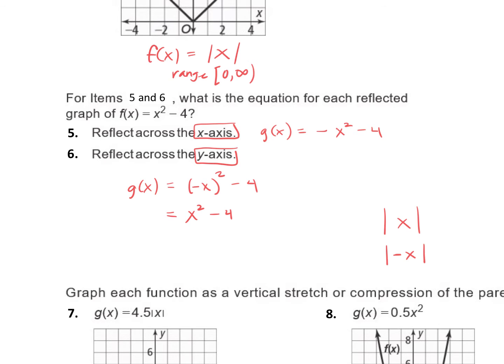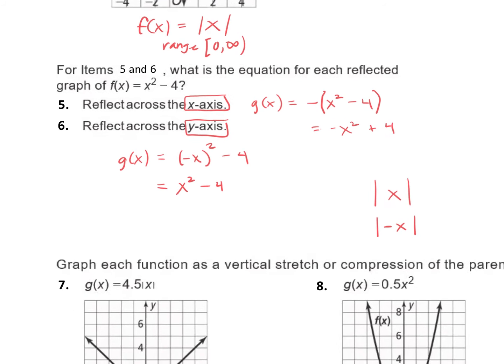Okay, I do need to clarify one thing. With reflecting across the x-axis, the negative that goes out in front, I apologize for not doing this. You do have to put it in front of the function. So I'm going to throw parentheses around the function, and that negative is now out in front of the function. So then that can be simplified to a negative x squared plus 4. But again, where does the negative go with each reflection? That's the thing we have to keep straight.